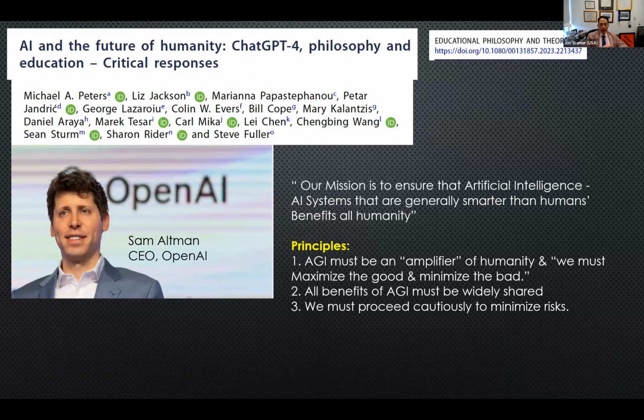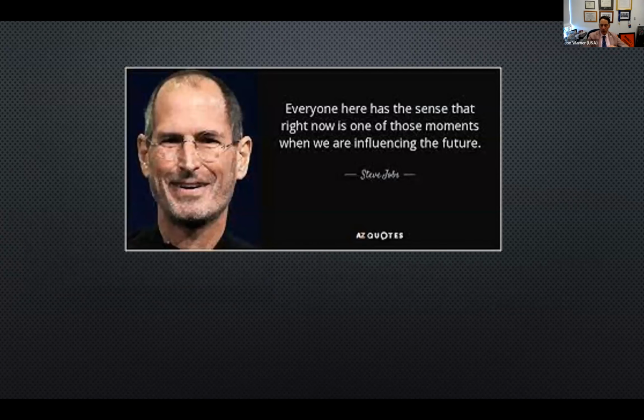Now, I want to get to the end of this by quoting Sam Altman, who said, our mission is to ensure that artificial intelligence, AI systems that are generally smarter than humans, benefits humanity. The principles are that artificial general intelligence must be an amplifier of humanity, and we must maximize the good and minimize the bad. All benefits of artificial general intelligence must be widely shared, and we must proceed cautiously to minimize risks. This isn't just about scientific papers. It's about, do we make decisions based on what AI tells us we should do?